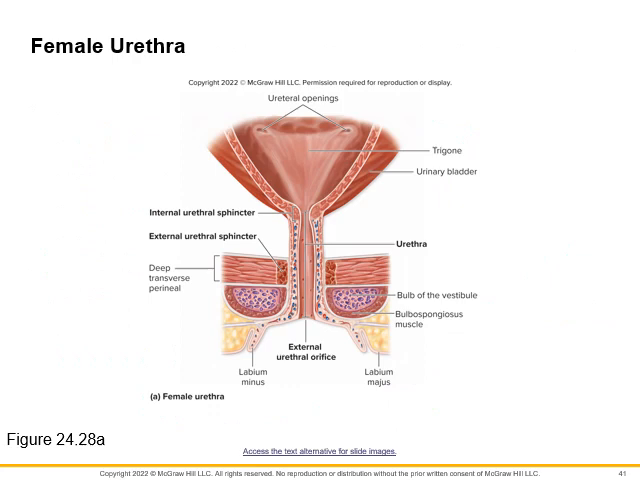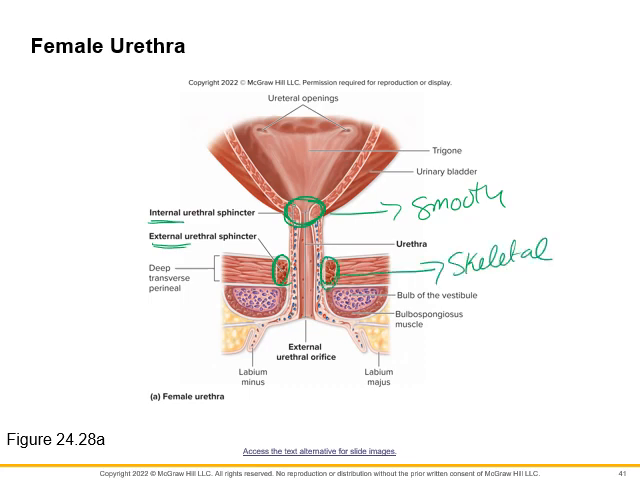I think this is a nice image. You can see the internal urethral sphincters here. Remember, these are smooth muscle. And then you can see the external urethral sphincters here. And remember, these are skeletal. So these are involuntary. They're controlled by your autonomic nervous system. And these are voluntary. They're controlled by your somatic nervous system.